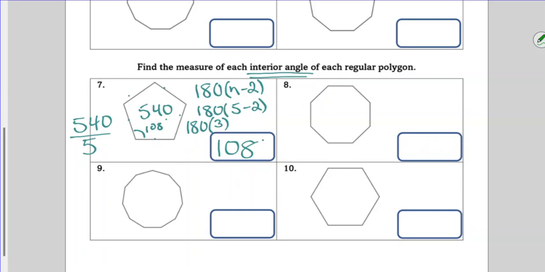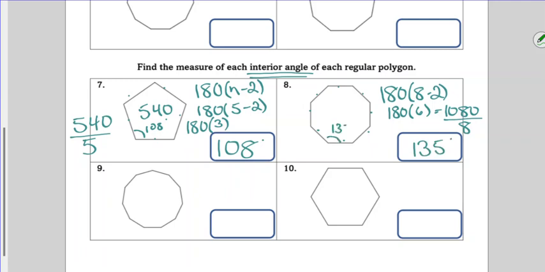I'm going to do one more of these. I have 1, 2, 3, 4, 5, 6, 7, 8 sides. That's going to be 180 times 8 minus 2, or 180 times 6, which equals 1,080. And now I have 8 sides, so I'm going to split it evenly among those 8 sides and find out that each of those angles is 135.